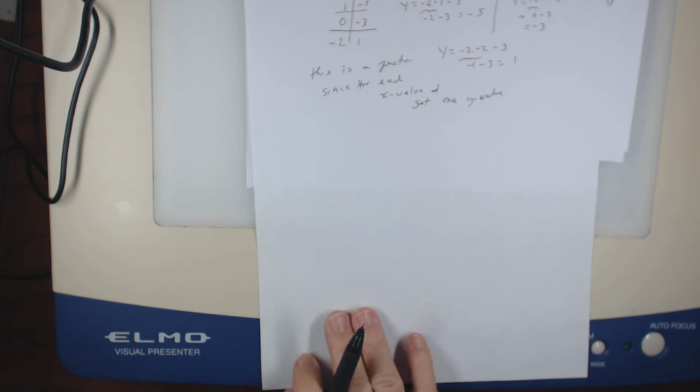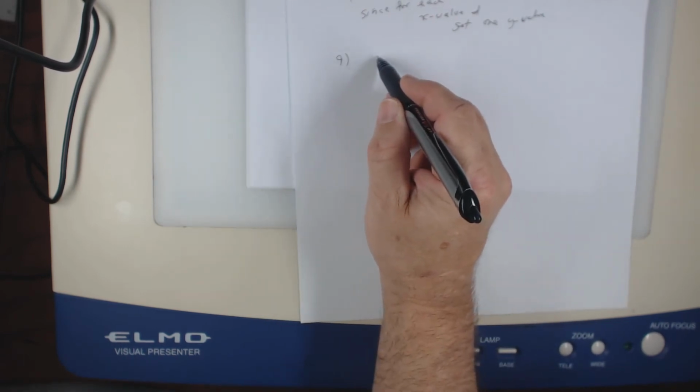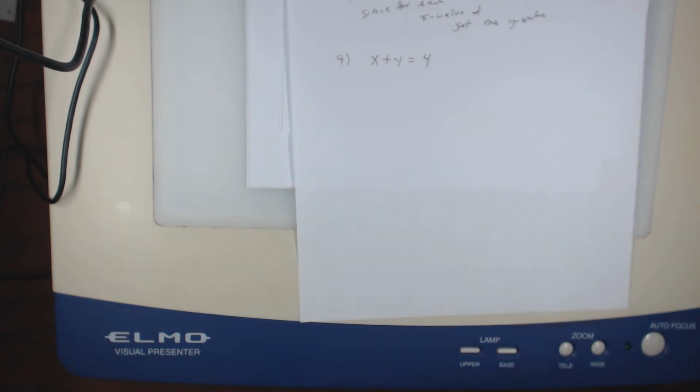All right, now let's look at number 9. x plus y equals 4. All right, so you want to determine if that's a function. Now you've got to do some explanation. You can't just say yes or no, because that's a 50-50 chance, right? You have a 50% chance of getting it right if you don't know whether it's a function or not, just guessing at it.